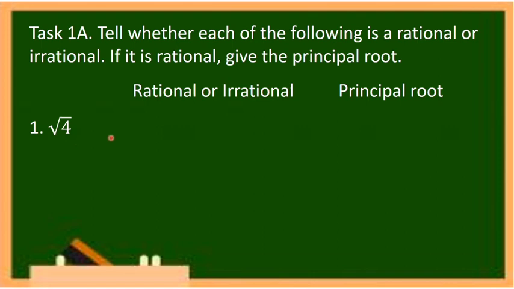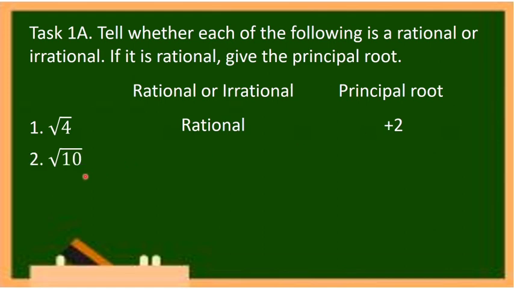So, can we say it is rational or irrational? It is rational because there is a particular number that when you multiply it by itself, it will give a product of 4, which is 2. So, the principal root is +2. Okay? But we have two roots. We have positive 2 and negative 2, because when we multiply positive 2 by itself, it will give a product of 4, and negative 2 by itself will also give a product of 4. But the task only asks for the principal root.